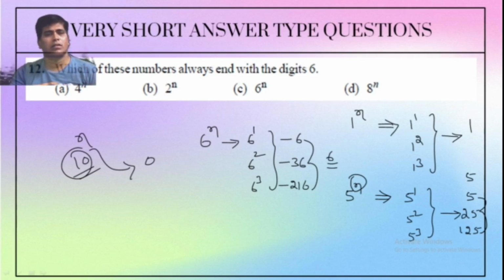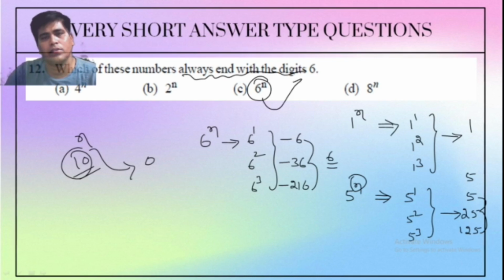This is another number, but it comes under 2-digit numbers. So these are the 3 different numbers. They all end with the same digit: 1, 5, 6. So 6 to the power n always ends with 6. So your option is C. C is the right option here. I hope all of you understood.